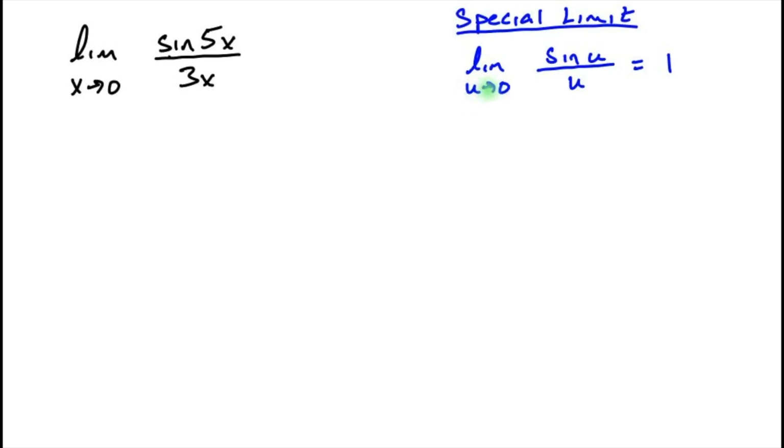Now I use u for a reason. I don't want you to get confused with x. The only reason I put it in there is because whatever expression is in your sine function, as long as it matches what's in the denominator, this limit is going to equal 1. We just need those two things to match up.